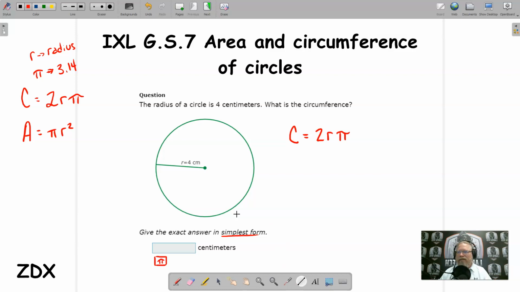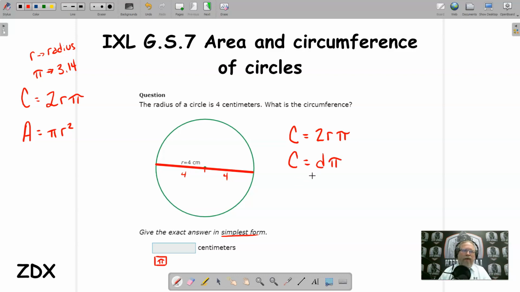Now, sometimes we have a diameter, and the diameter is twice the radius. That's because the diameter is a line that goes from one side of the circle to the other, and it passes through the middle. So notice that if from here to here is 4 centimeters, then from here to here must be another 4. That means that if we double the radius, we get the diameter. So you could also write the circumference, and some people prefer it this way, as diameter times pi, where d is the diameter.